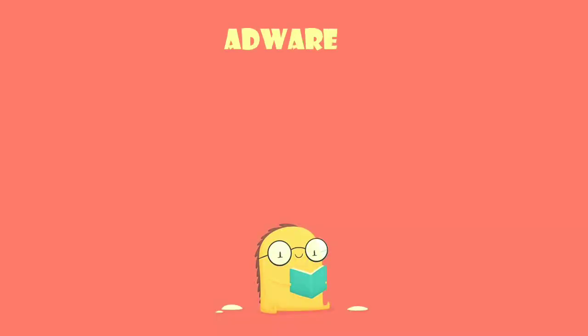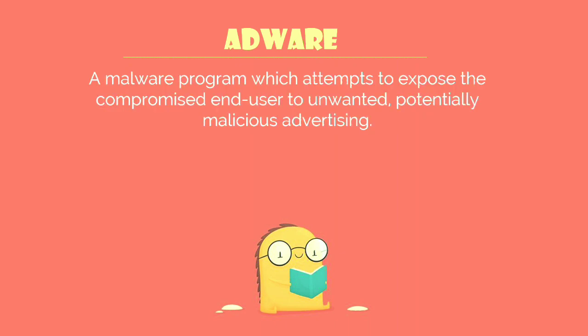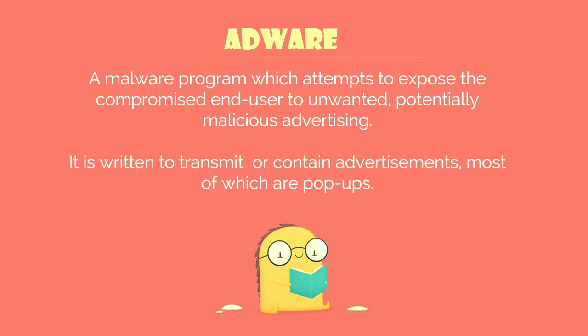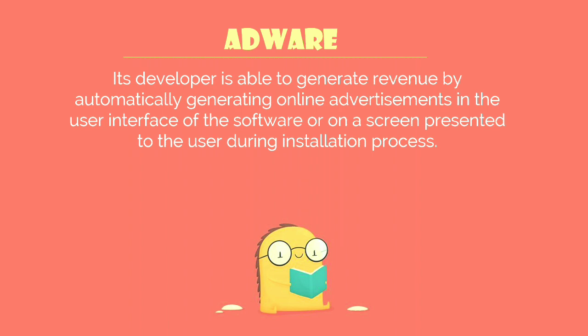Okay, so we also have adware. Adware is one of the least harmful malwares that you can possibly encounter on the internet. Basically, an adware is a malware program that attempts to expose the compromised end user to unwanted or potentially malicious advertising. It is written to transmit or contain advertisements, most of which are pop-ups in your device. Its developer is able to generate revenue by automatically generating online advertisements in the user interface of the software or on a screen presented to the user during the installation process.